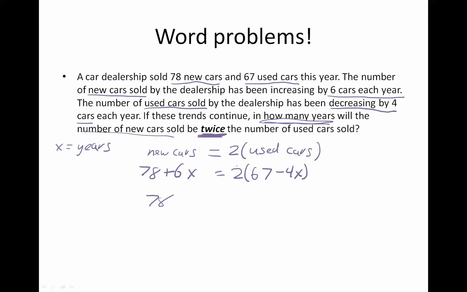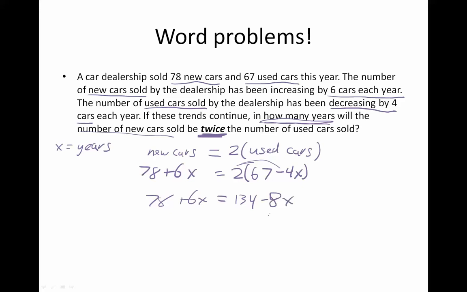We got to distribute the 2 first. 78 plus 6x equals 2 times 67, which, let's see, in my head here, that's 134 minus 8x, because I got to multiply the 2.